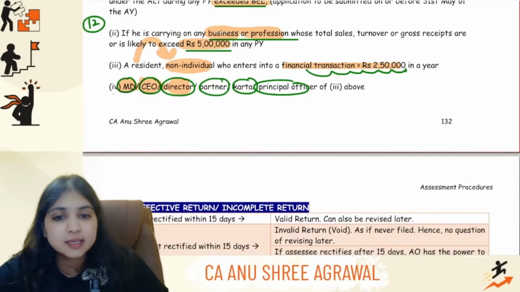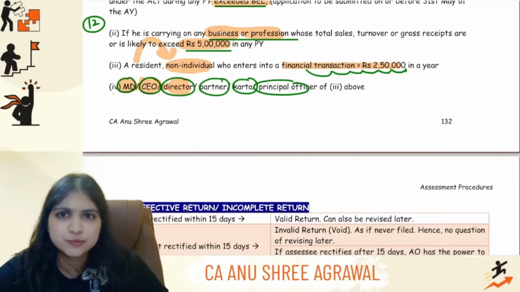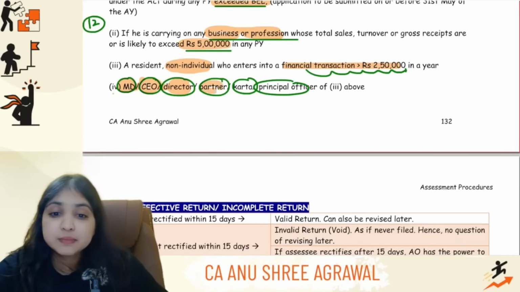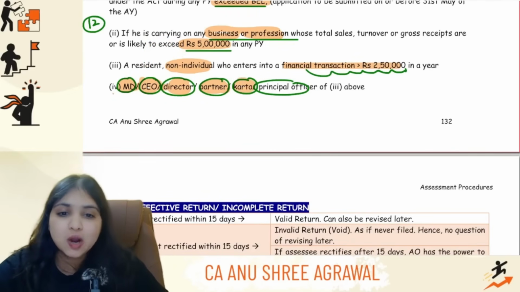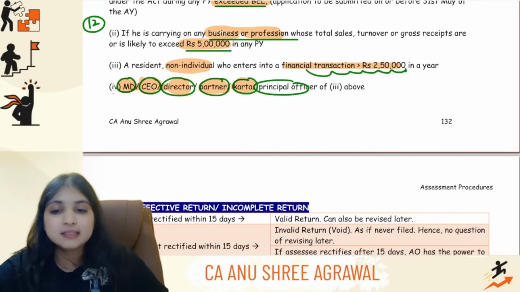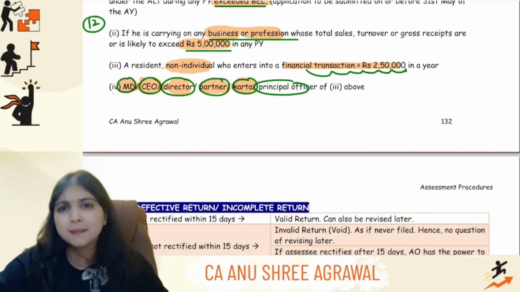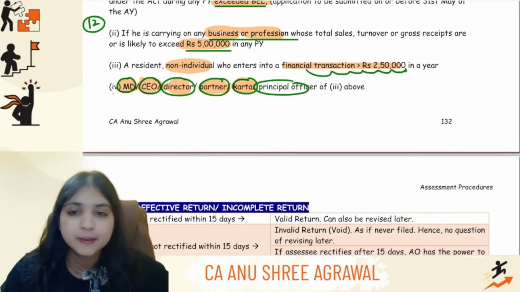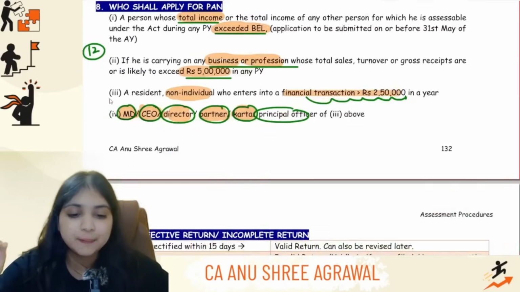Then let's say if this entity happens to be a firm, a partnership firm or an LLP, then that firm's partner also has to get a PAN. Let's say this entity happens to be a HUF, then that HUF's karta also has to get a PAN. So not only this entity, but its MD, CEO, director, karta, partner, even they have to get a PAN. Okay, so this was about who has to apply for PAN.